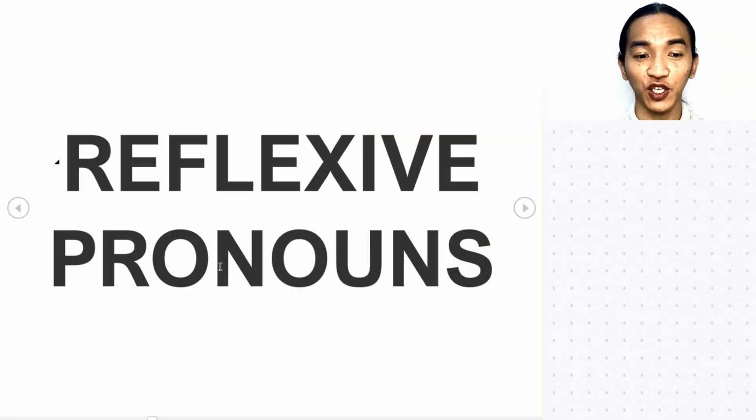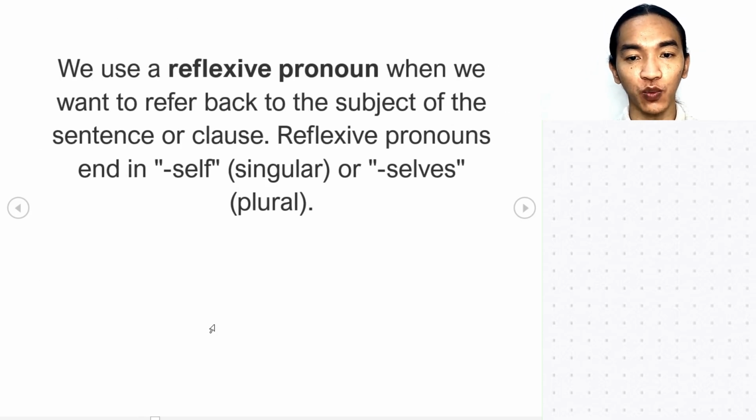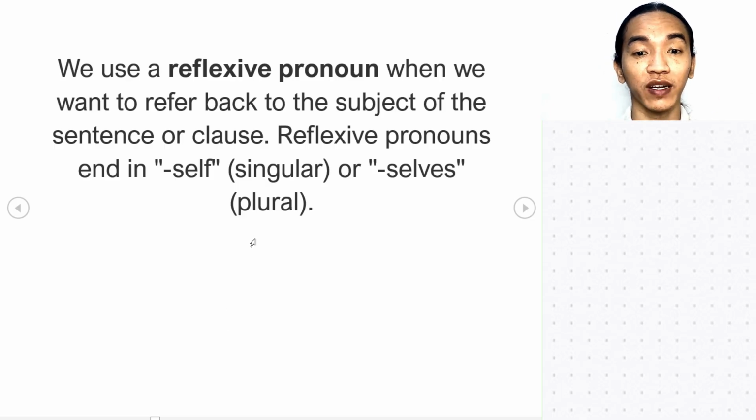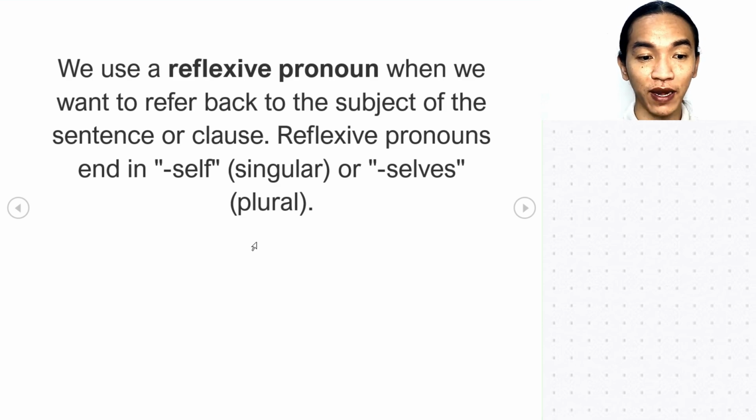Let's go. For this lesson, we have the next type of pronoun, which is reflexive pronouns. Let's go ahead and define reflexive pronouns. We use a reflexive pronoun when we want to refer back to the subject of the sentence or clause. Reflexive pronouns usually end in -self for singular, or -selves for plural. When you are just referring back to the subject of your sentence or the clause, you can use reflexive pronouns to avoid repetition. So let's see more of that.